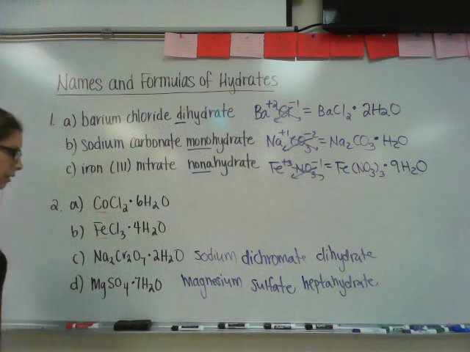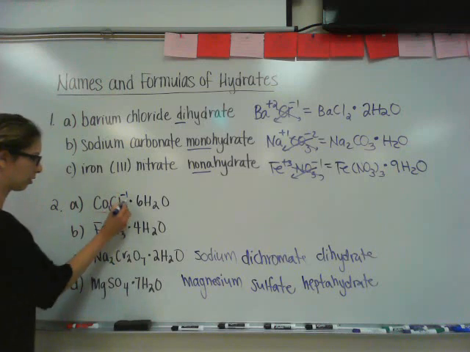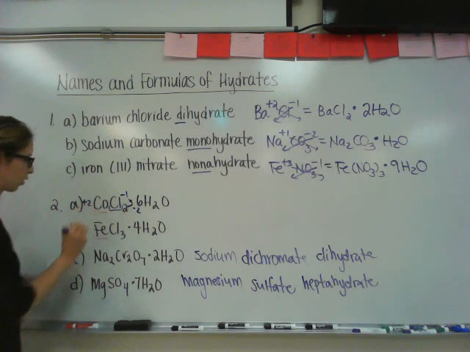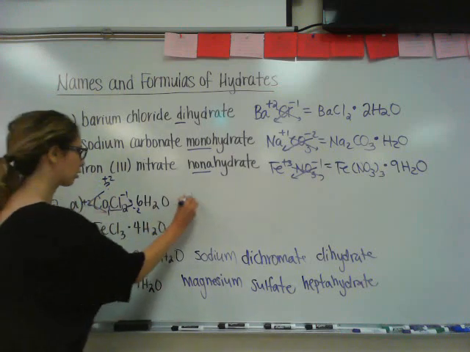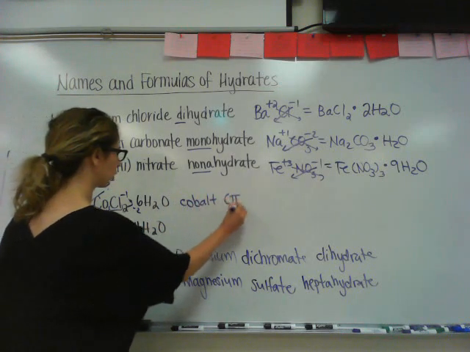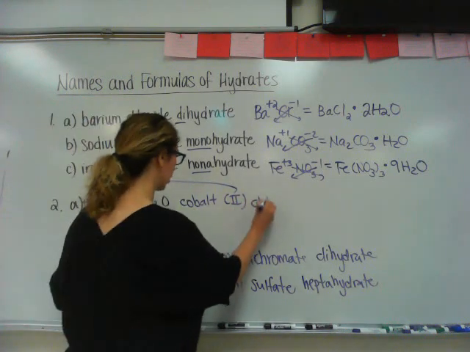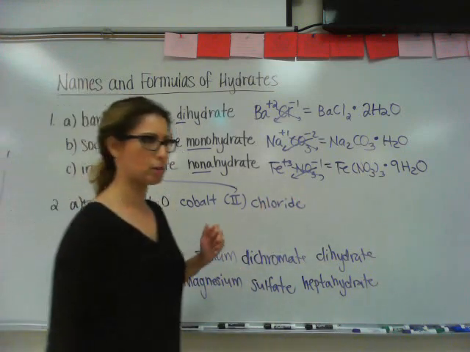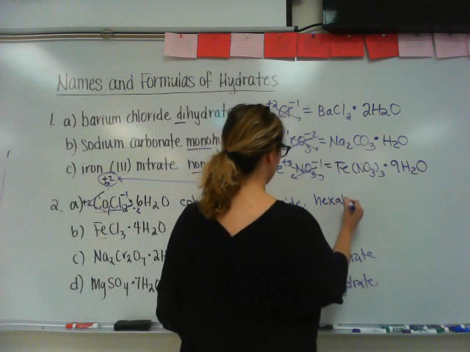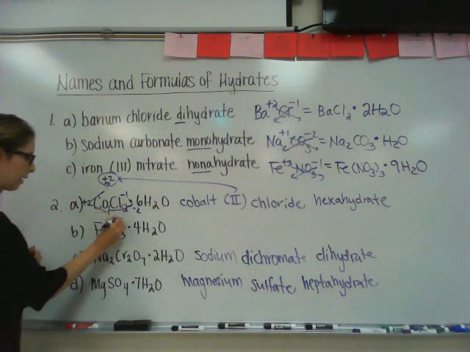Let's go back to A and B. Here we have to calculate the charges on the metals. You have 2 chlorine at a -1. So this is a -2 overall. You want a +2 overall on the cobalt. But I have 1 cobalt. So 1 times what charge would give me this overall 2? That would be 2. So this is cobalt, Roman numeral 2, because of the charge that we just determined on the metal. And then you have chlorine with no oxygen attached. So it ends in ide. That's chloride. And then you have 6 waters. So this would be hexa for 6. Hydrate.